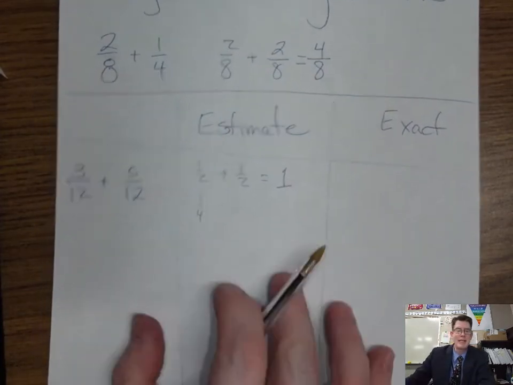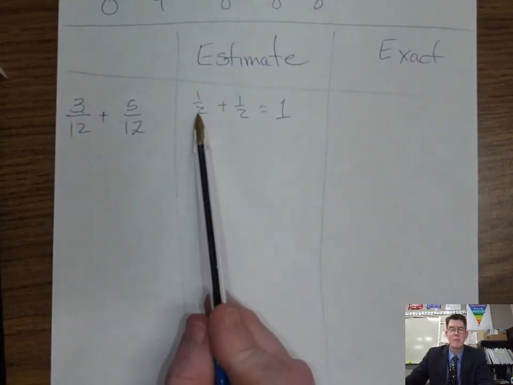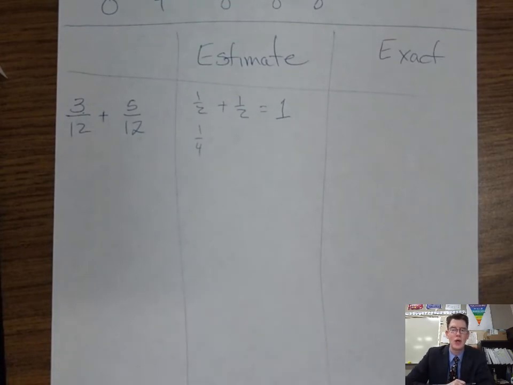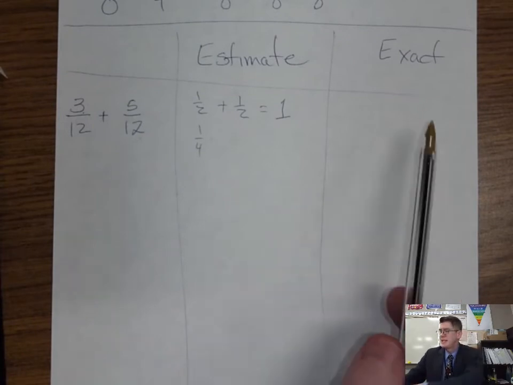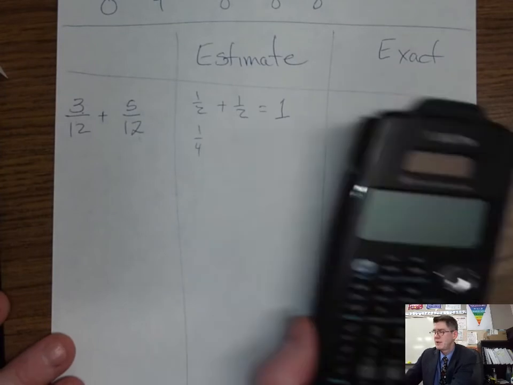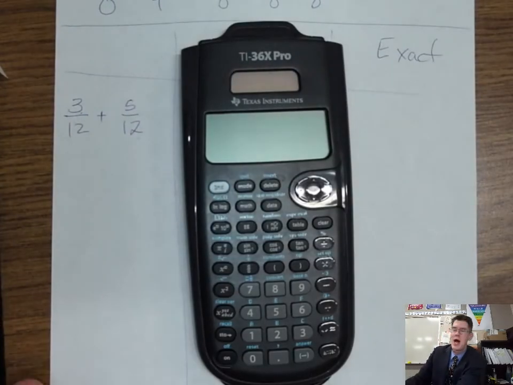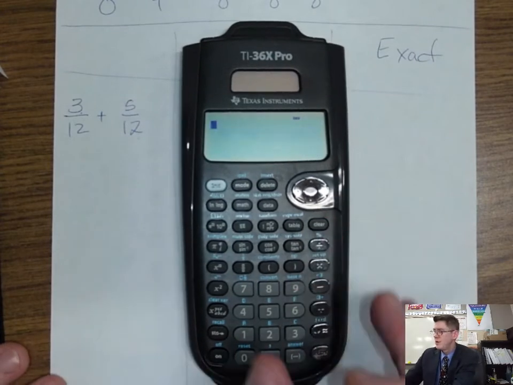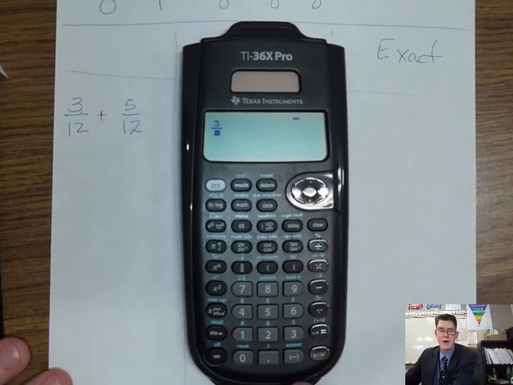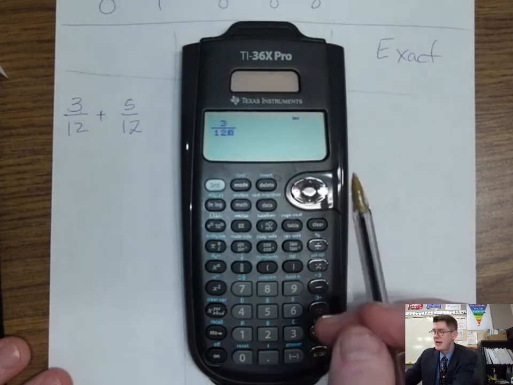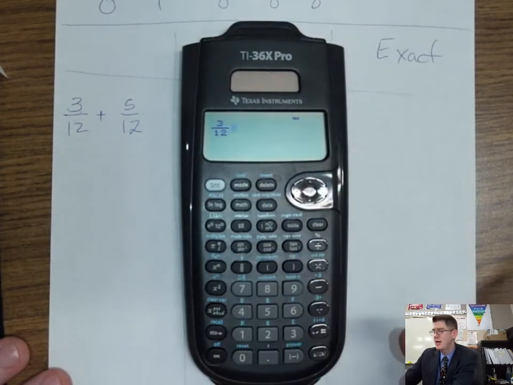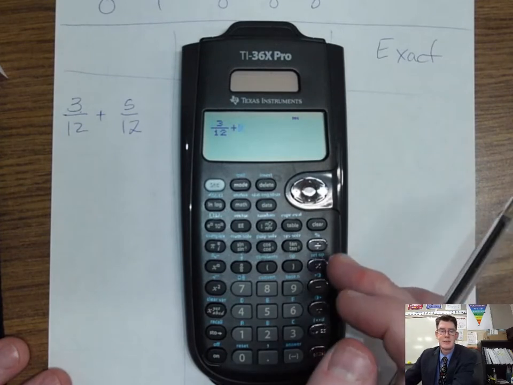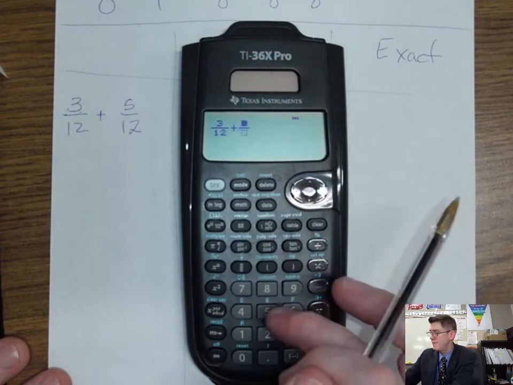In estimating these answers, what we're trying to do is just come up with fractions we can easily work with. And by using fractions we can easily work with, we can get an estimate really quick. To get an exact answer, here's how we're going to do it. We use the calculator. From this point on, we just use a calculator in adding fractions. So here we go. 3, the fraction button, 12. And then I have to use the cursor button to get out of the fraction. Plus, and then the fraction button, 5/12.